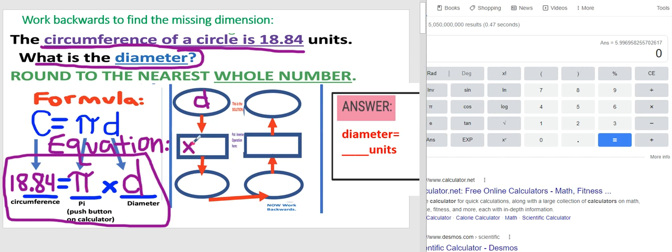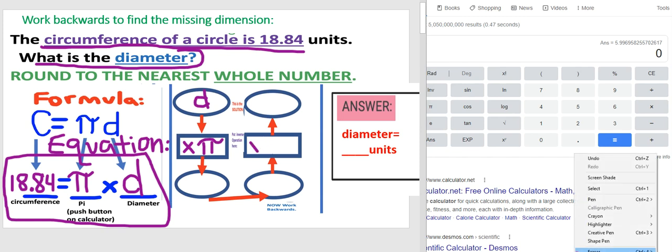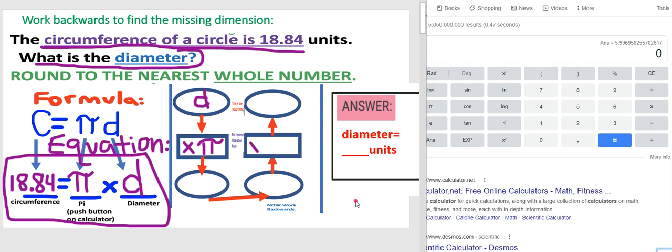Remember, pi is a number, so that's like saying, let's say D was being multiplied by 20, then we would write times 20. So here we're just going to write times pi. Pi is a number that never ends, so I'm not going to actually write the number. I'm going to write a symbol.